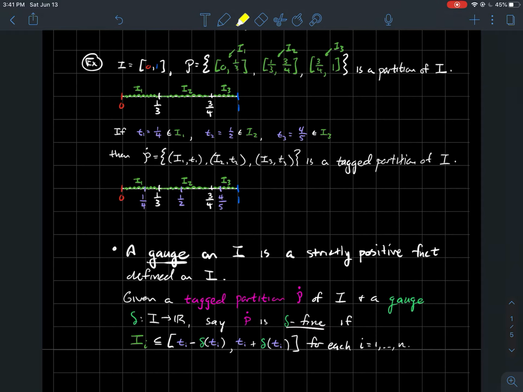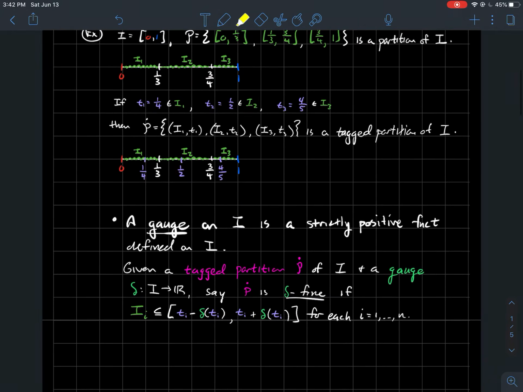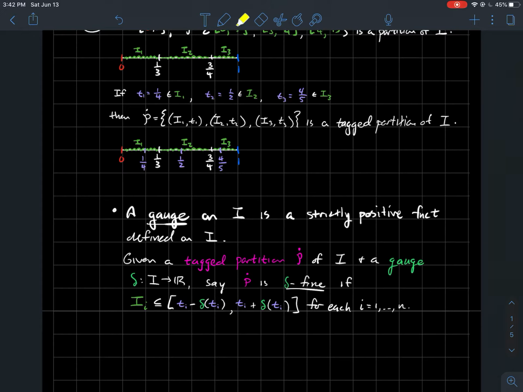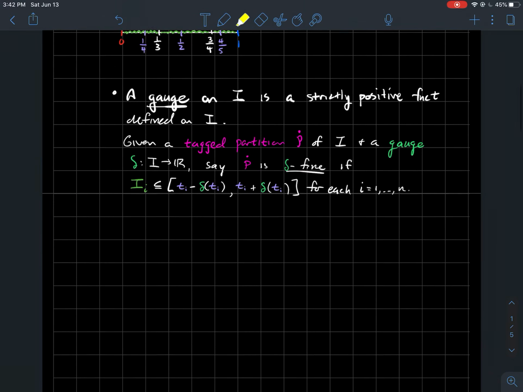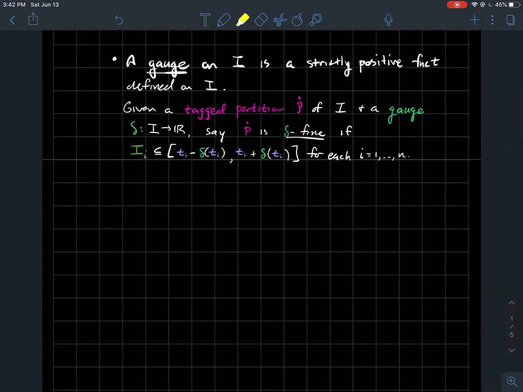And if you've got a gauge, so you've got a function from I to R, we're going to describe this partition as delta fine if the following happens. The subinterval I_i should be contained inside of this new closed subinterval, which is a closed interval centered at the point t_i, where the radius of that closed interval on each side is delta of t_i. And this should happen for each subinterval. This is a very weird, difficult thing to think about when it's written abstractly, a definition like this.